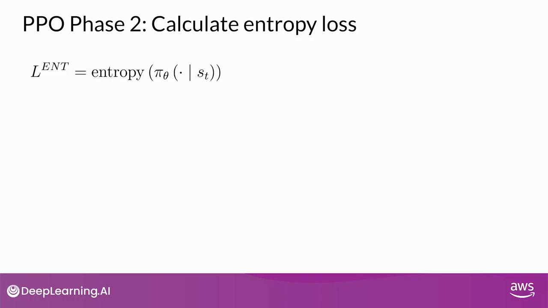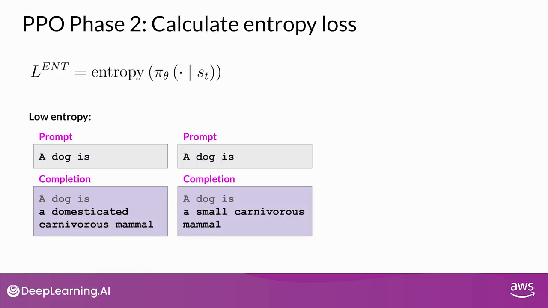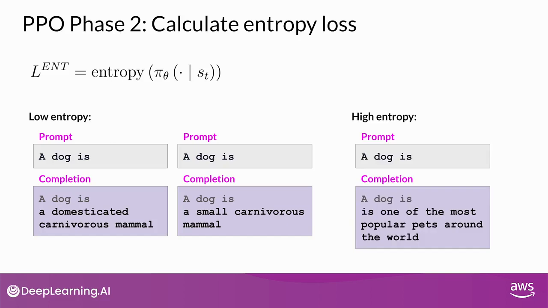And are there any additional components? Yes, you also have the entropy loss. While the policy loss moves the model towards the alignment goal, entropy allows the model to maintain creativity. If you kept entropy low, you might end up always completing the prompt in the same way, as shown here. Higher entropy guides the LLM towards more creativity. This is similar to the temperature setting of LLMs that you've seen in week 1.